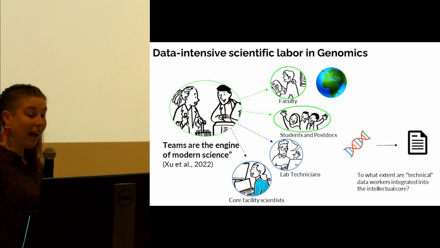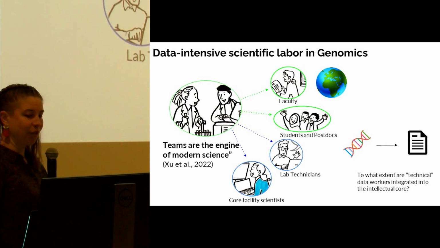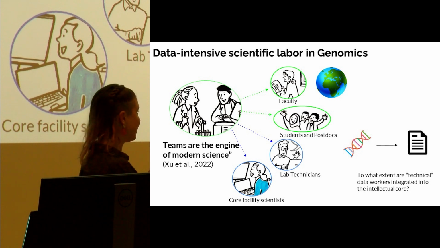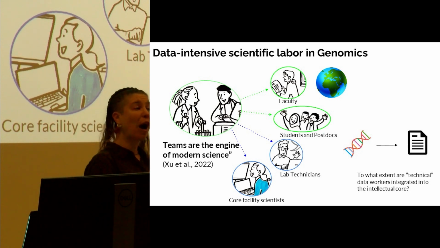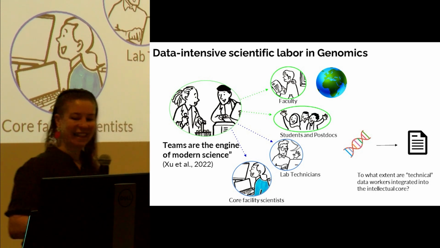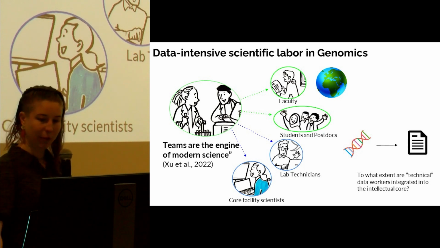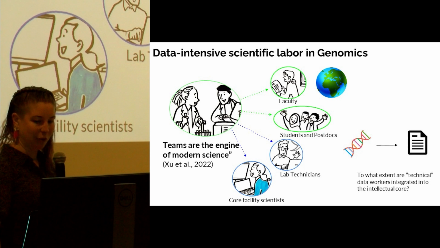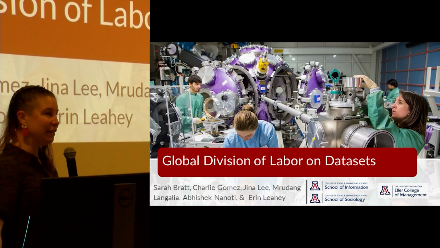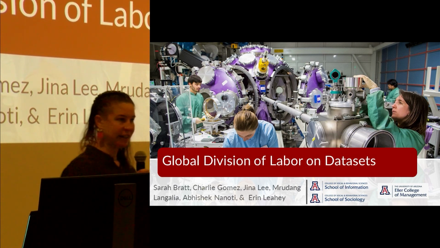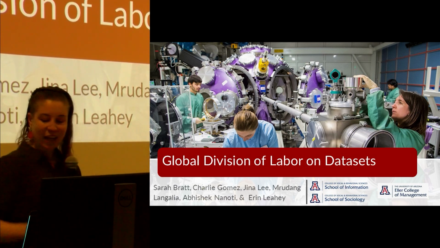So, in the context of helicopter science, we see that data-intensive science, especially in the biological sciences, is becoming a wide division of labor. So we see that modern teams, as the engine of science, have a wide division of labor, especially in genomics. So given this division of labor, we wrote a paper that was presented at the International Conference of Science and Innovation this summer.